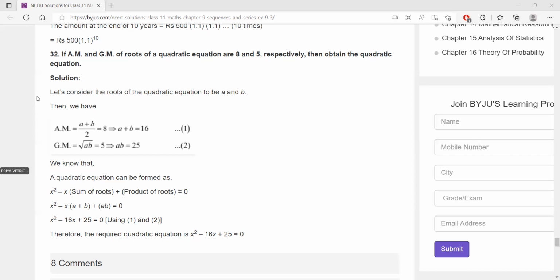So you just have to replace the sum of the roots as 16 and the product of the roots as 25. Now you just have to substitute in the general form of the quadratic equation, which is x square minus 16x plus 25. I hope you are able to follow.